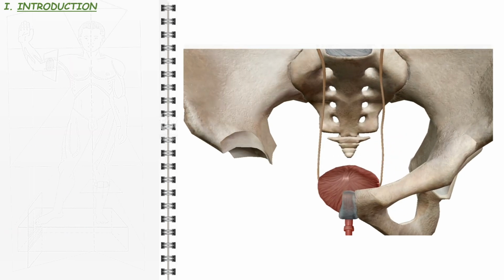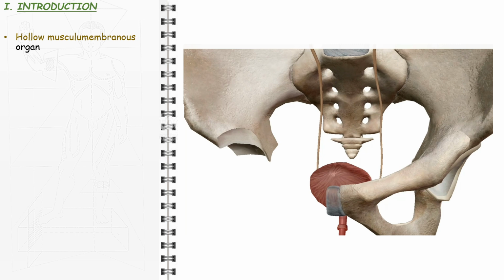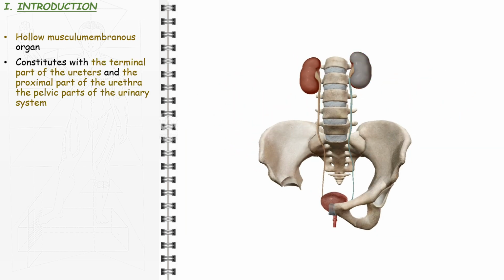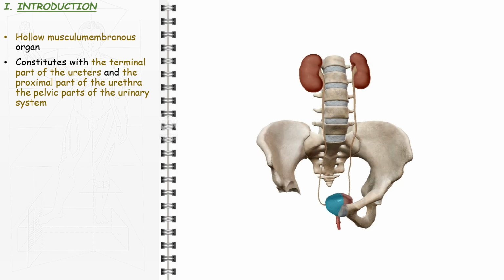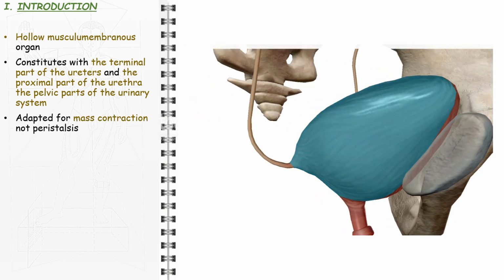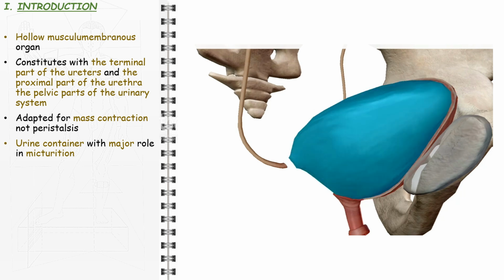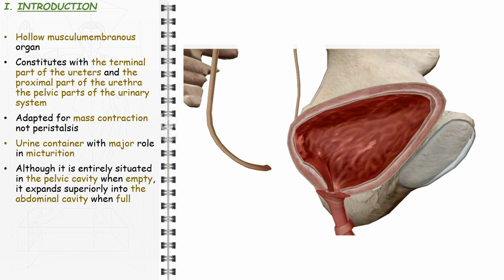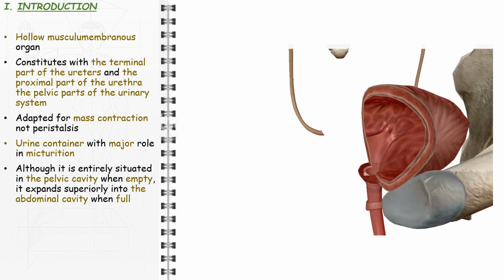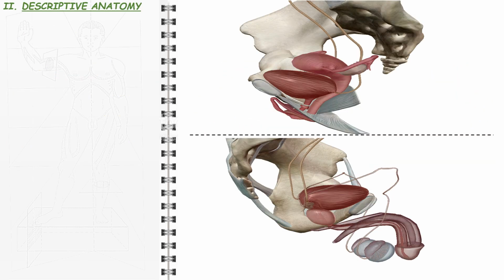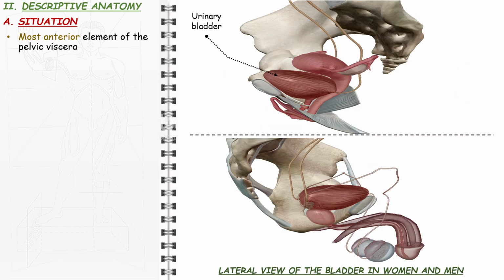The urinary bladder is a hollow musculomembranous organ that constitutes with the terminal part of the ureters and the proximal part of the urethra the pelvic parts of the urinary system. Its muscular structure is adapted for mass contraction, not peristalsis, and acts as a urine container with major role in micturition. Although it is entirely situated in the pelvic cavity when empty, it expands superiorly into the abdominal cavity when full. The bladder is the most anterior element of the pelvic viscera.